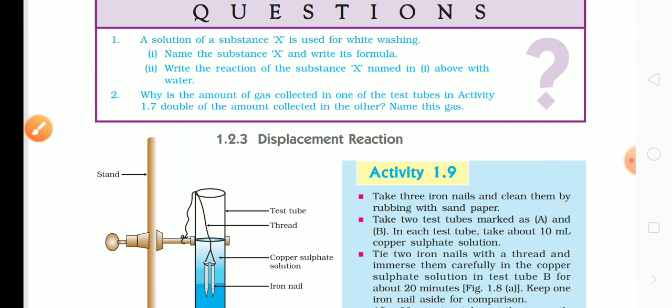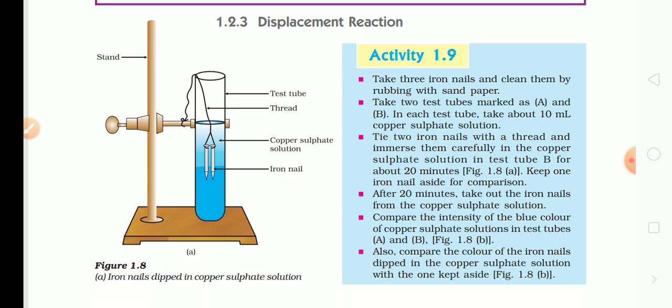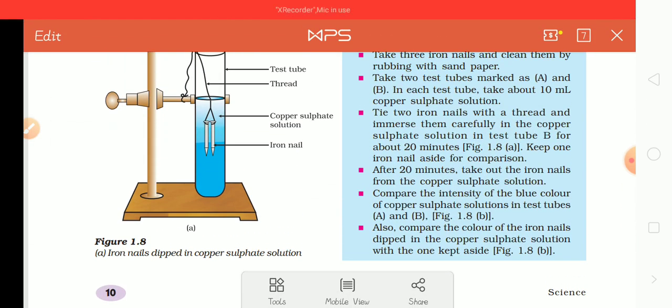To explain it further, we can see the activity. Take 3 iron nails and clean them by rubbing with sandpaper. Why is rubbing with sandpaper needed? Since iron is a bit reactive, it might have reacted with atmospheric oxygen, and there might be a brownish coating on the surface. To remove that, we rub it with sandpaper. Take 2 test tubes marked A and B. In each test tube, take about 10 ml of copper sulfate solution.